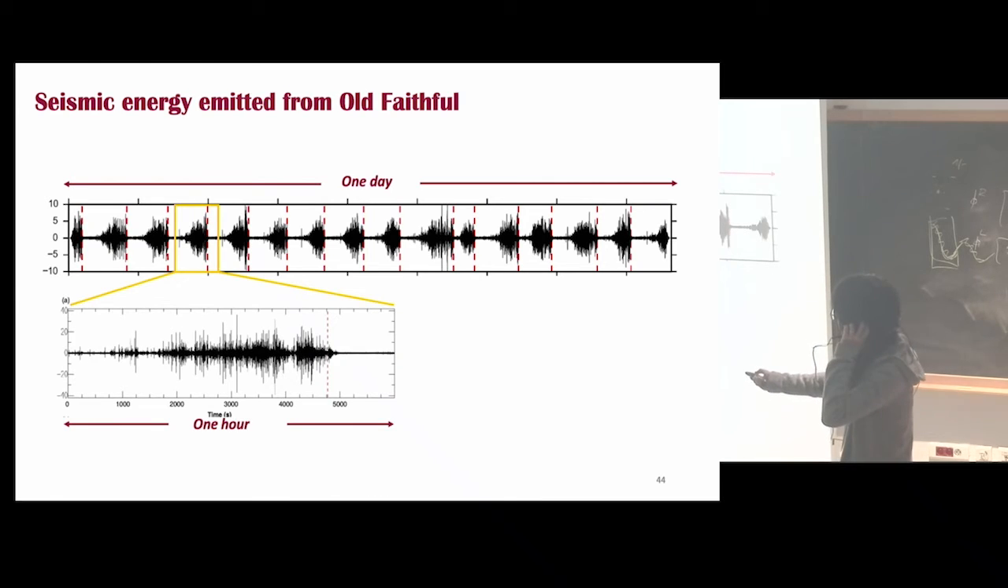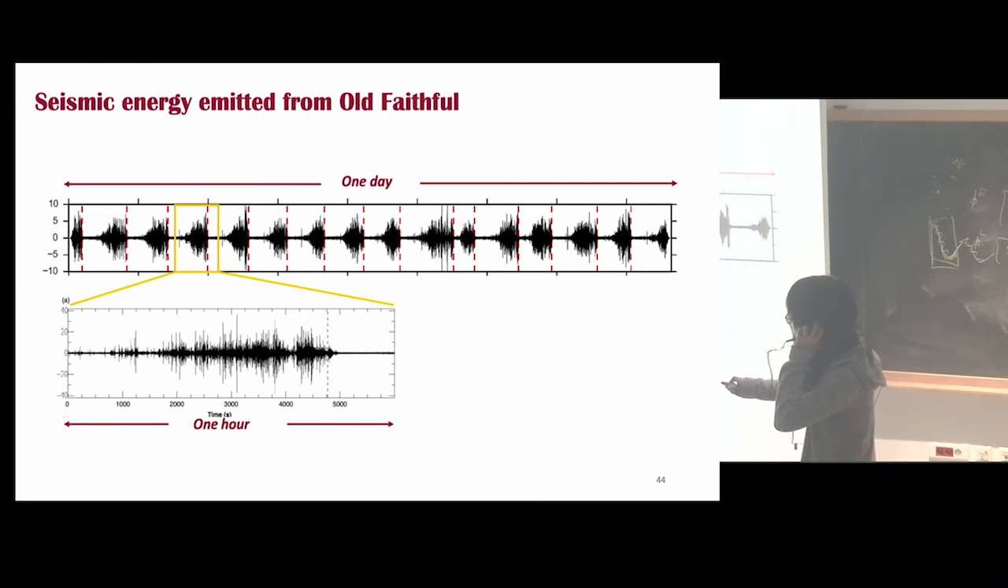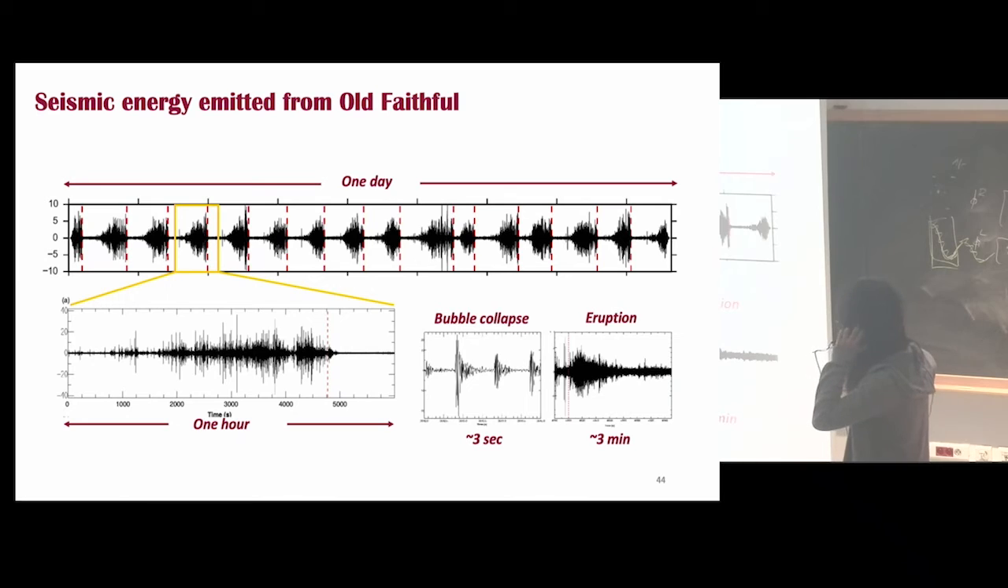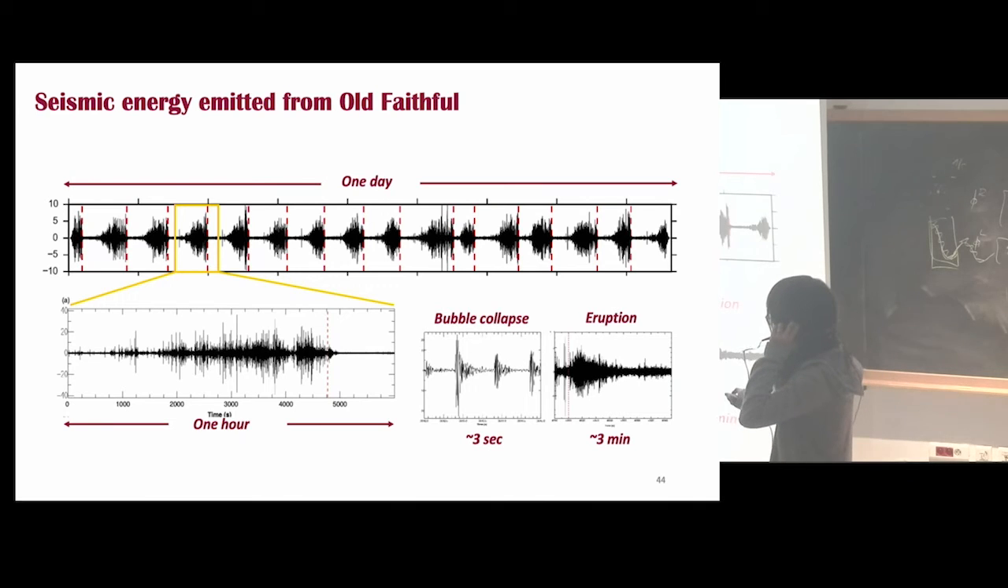If we zoom into one eruption cycle, this is the eruption time. This is all of the high-frequency bubbling events happening. This is the eruption phase, which lasts around 3 minutes for Old Faithful. This is super high frequency, could be over 100 hertz. And these are the individual events from individual bubble collapse signals. This is 3 seconds, so each event is less than 1 second.